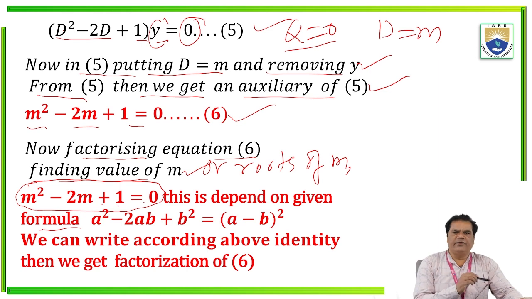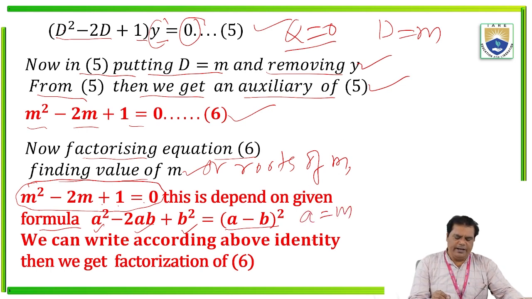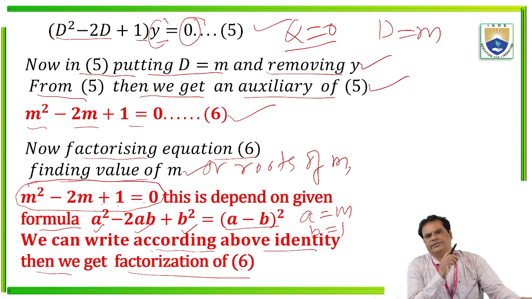This depends on a given identity. What is the identity? a square minus 2ab plus b square is known as (a minus b) whole square. Here a is m and b is 1. After comparing, putting a is m and b is 1, we get m square minus 2m plus 1. Then we get the factorizing of equation 6.